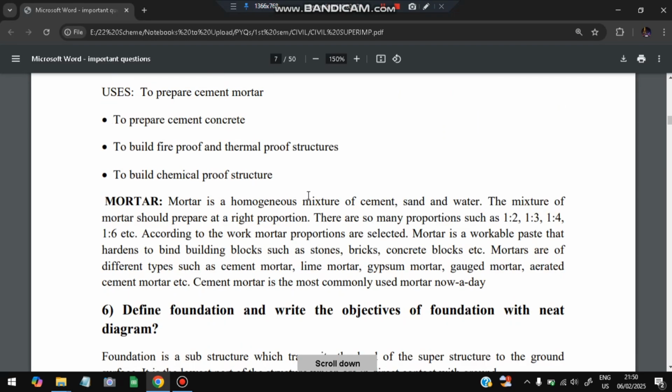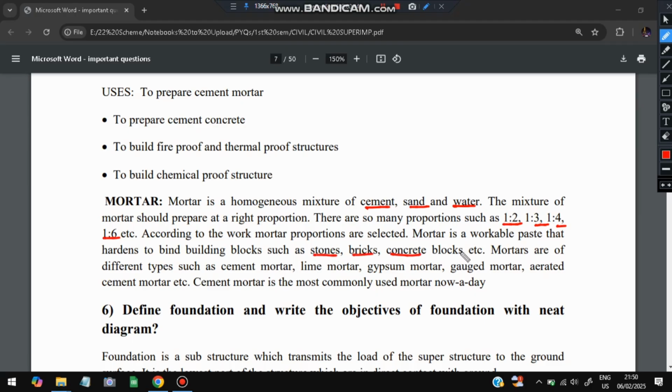Okay. Now, what is mortar? Mortar is a homogeneous mixture of cement, sand, and water in some proportion. Okay, like 1:2, 1:3, 1:4, 1:6, etc. According to the work, the concentration will be selected. Okay, and it binds the stones, bricks, and concrete blocks together, and there are different types like cement mortar, lime mortar, gypsum mortar, and so on. Okay, and cement mortar is the most commonly used mortar nowadays.